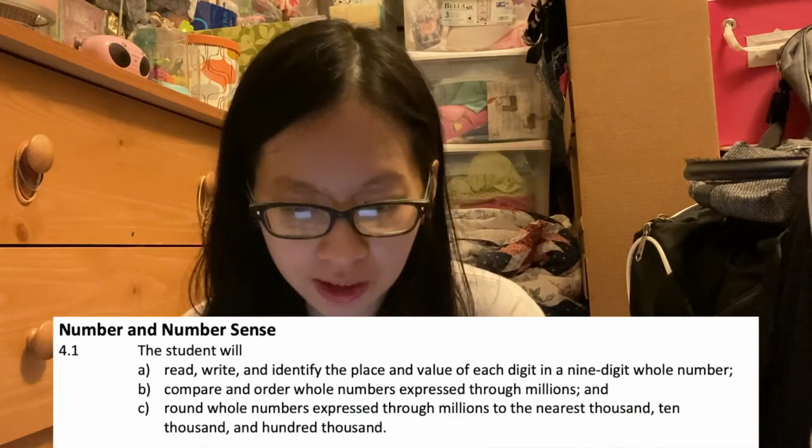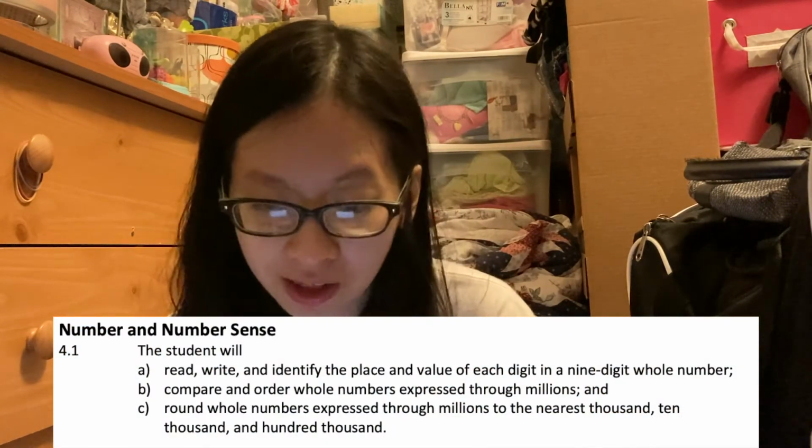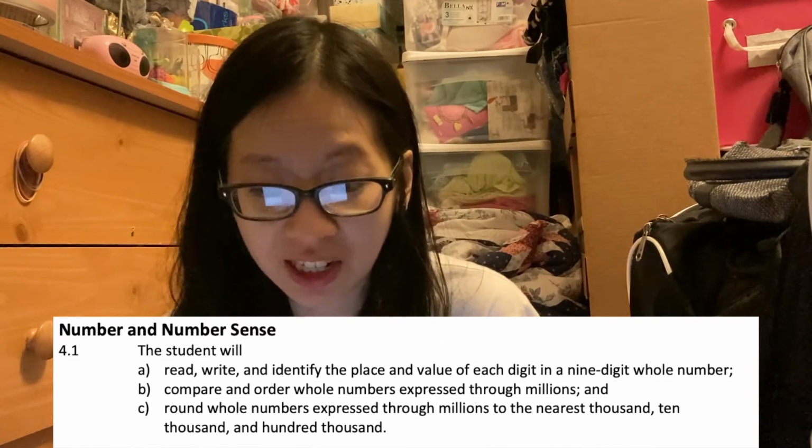So, the first one is number sense 4.1. The student will read, write, and identify the place and value of each digit in a 9-digit whole number. So that's ones, tens, hundreds. See, even I don't know the place values. Ones, tens, hundreds, thousands, 10,000s, 100,000s, millions, 10 millions, 100 millions.